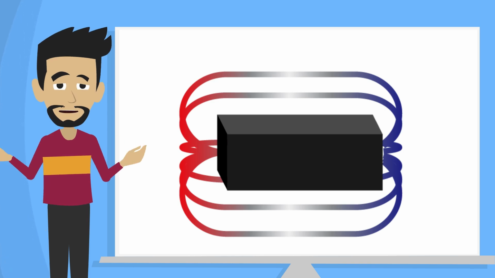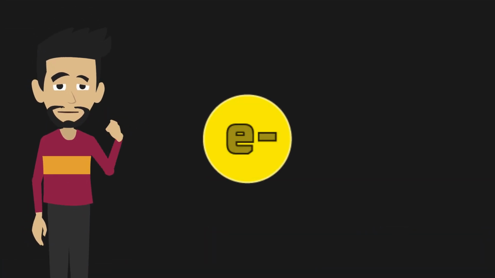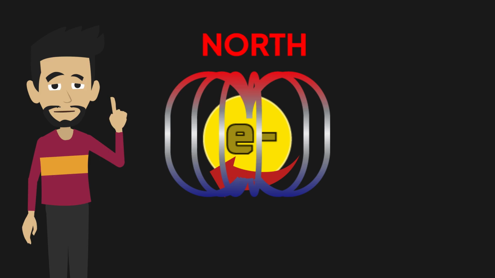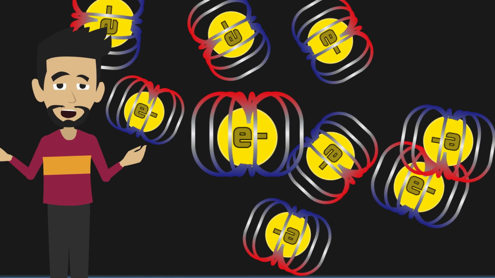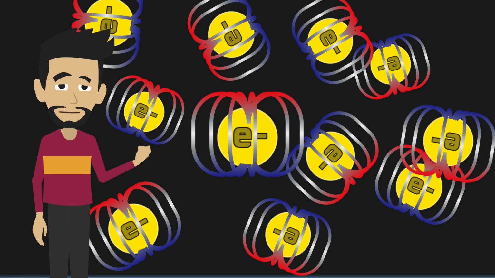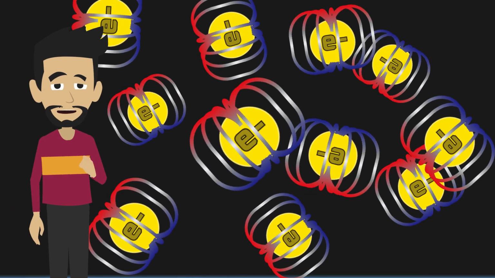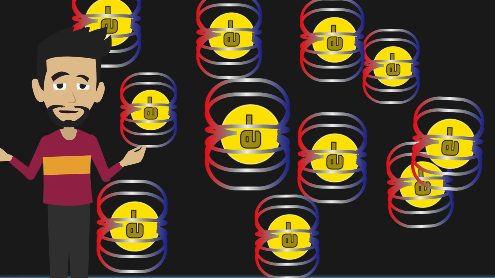This field is created by something called electron spin. Inside every atom, electrons are spinning. That spinning creates a magnetic field with a north and south pole, just like Earth. Usually, the spins are in random directions and they all basically cancel each other out. But in some materials, like iron, the electron spins can line up in the same direction. When that happens, their magnetic fields get added together and the material becomes magnetic.